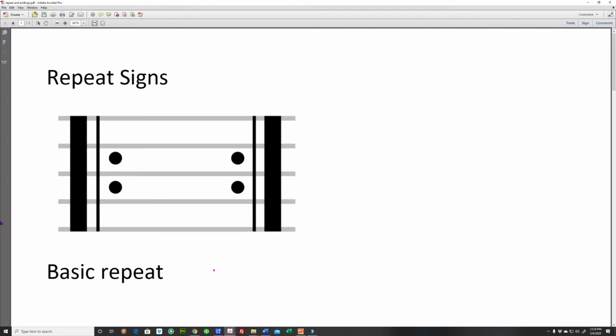So let's take a look at repeat signs and endings so you'll recognize them when you see them in the music. Just as a real quick review, repeat signs are always these things here with the two dots, and then we've got the opposite guy on the other side with the two dots. So it's everything in the middle that's the repeated part.